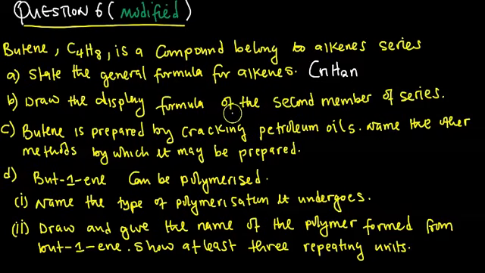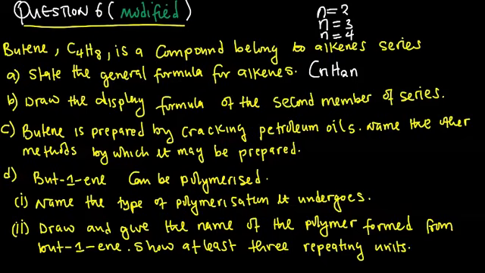Draw the displayed structure of the second member of the series. Now, if we are to look at this, you need to be very careful. The first member of the series has 2 carbons, which means the second has how many carbons? 3. The third one has how many? 4 carbons. There is no one that has 1 carbon. So that is very important to take note. Some of you might start from 1, or you might give ethene as the second one. So the second member has 3 carbons.